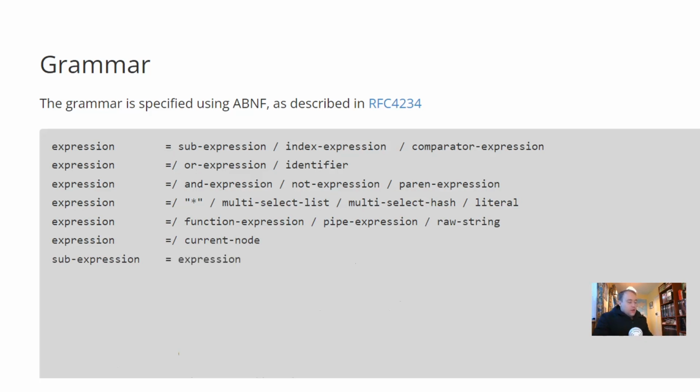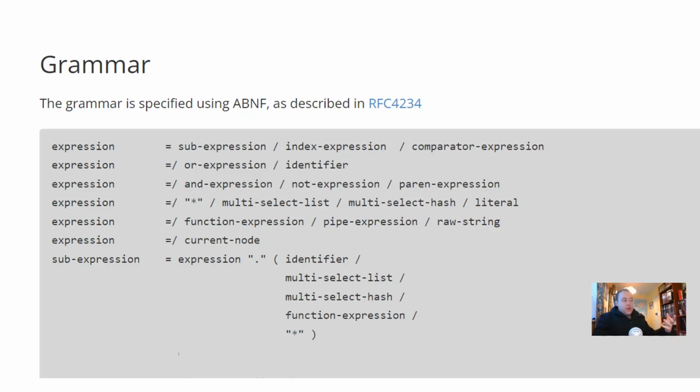and then we go on to sub-expression and say, well, what's that equal to? Expression dot, and then we've got lots of alternatives within that. An identifier, a multi-select list, a multi-select hash, and or a function expression, or a star. So that explains how a sub-expression is in fact being instantiated every time you see expression dot and then a multi-select list. That is a sub-expression, or something dot multi-select hash. So we weren't quite right when we were looking at those things earlier.